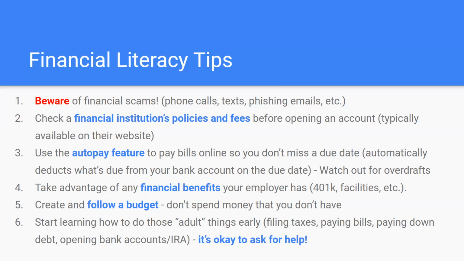Make sure to create and follow a budget. Remember that you can't spend money that you don't have. And the last tip is to really start learning how to do these adult things early. So those are things like filing taxes, paying bills, getting used to paying bills on your own, paying down debt, opening bank accounts and IRAs.